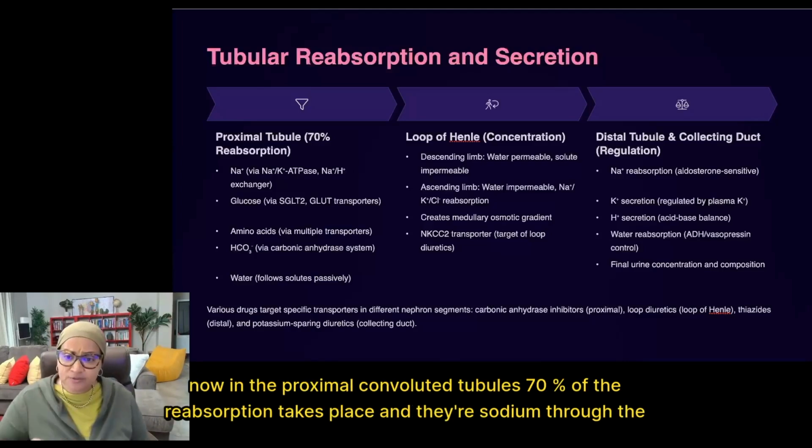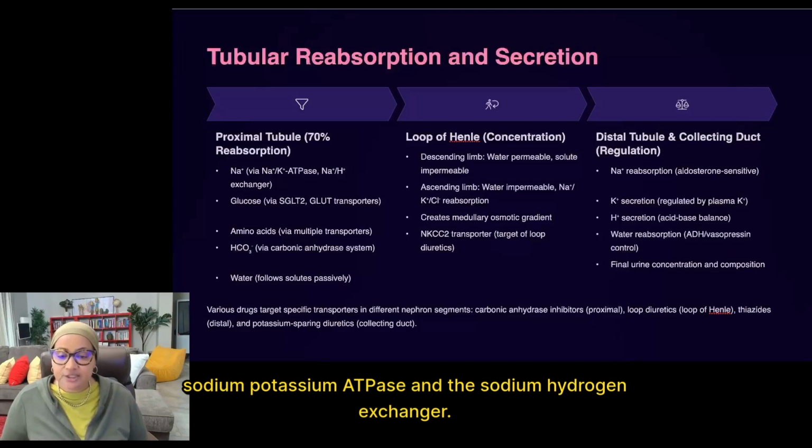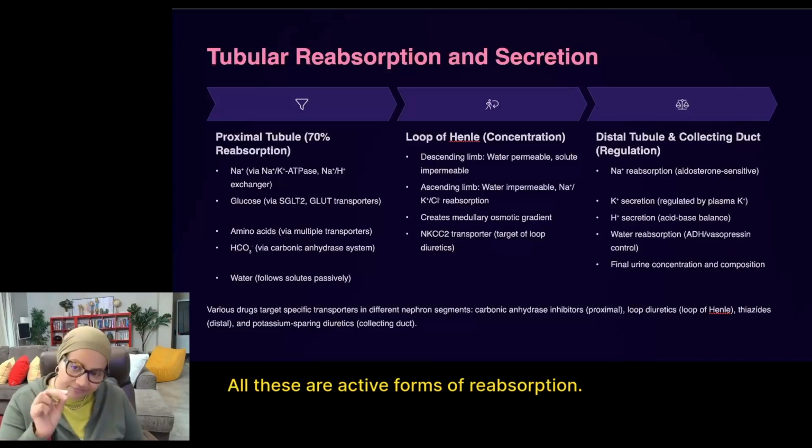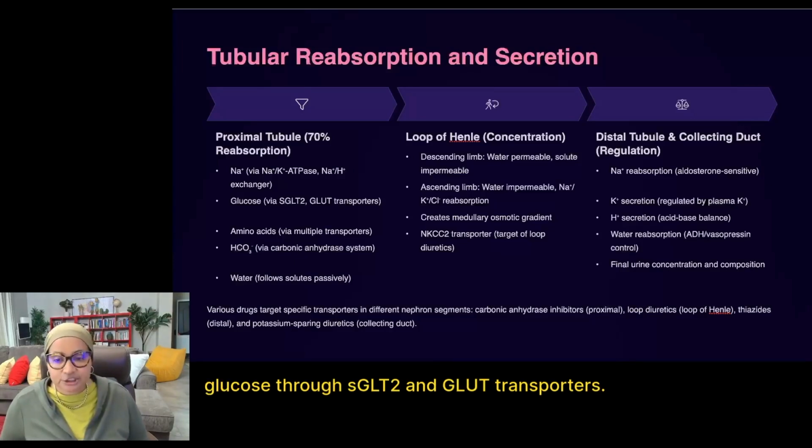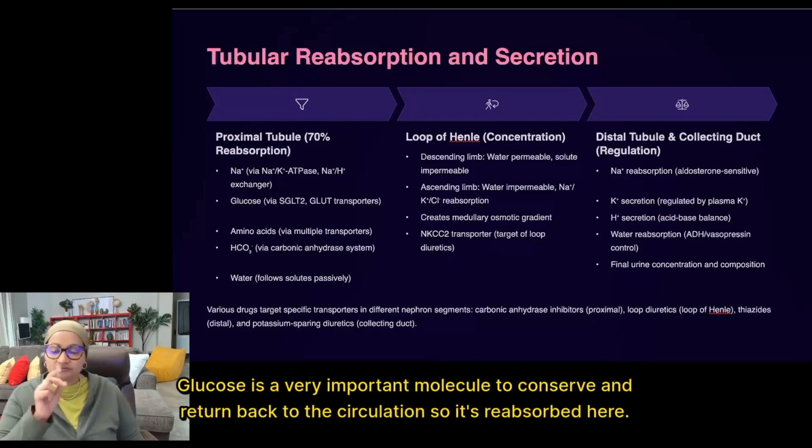Now, in the proximal convoluted tubules, 70% of the reabsorption takes place, and they're mostly sodium through the sodium-potassium ATPase and the sodium-hydrogen exchanger. All these are active forms of reabsorption. Glucose through SGLT2 and GLUT transporters. Glucose is a very important molecule to conserve and return back to the circulation, so it's reabsorbed here.